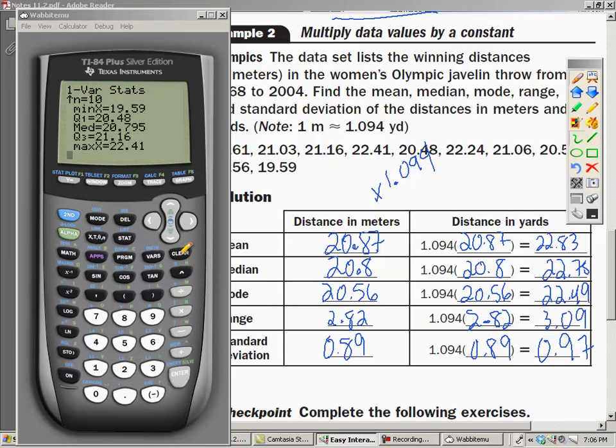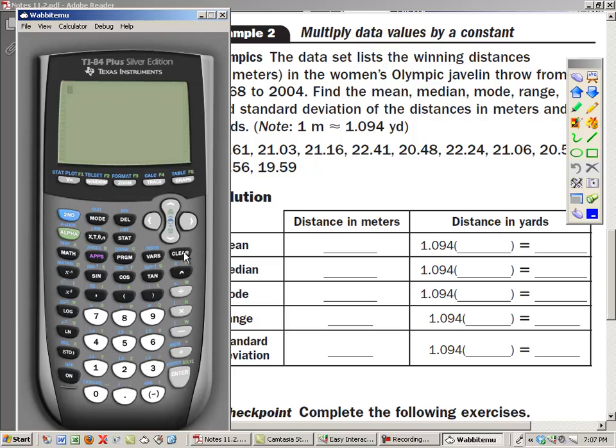The other way we can do it then is to go back to our calculator, go back to stat, and under the edit menu, I want to go up to list number 2 and say, look, to get list number 2, I want to take all the values in list 1, and I want to multiply them by 1.094, because that's the constant we're multiplying everything by. Okay? The data's already in order for us.